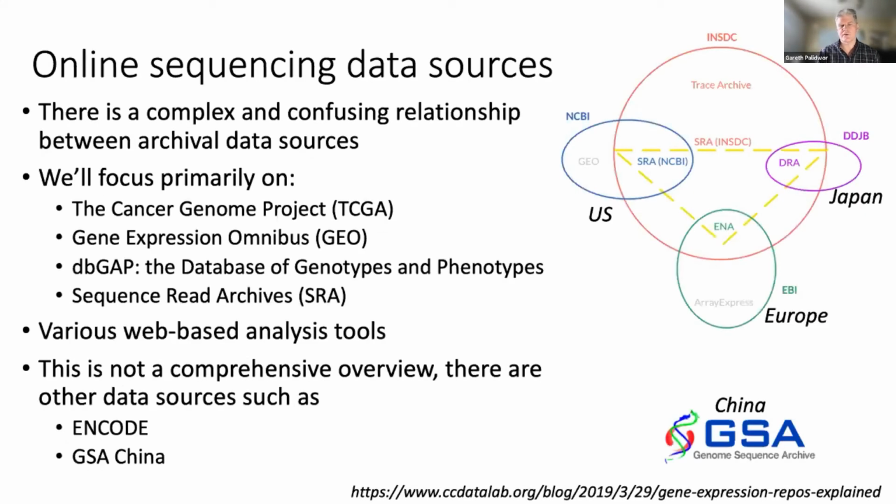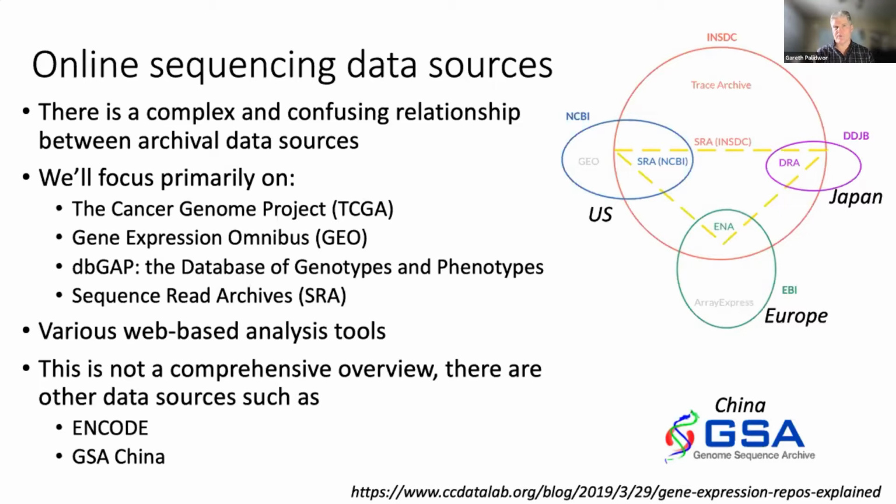Online sequencing data sources. This is a very complex thing. I tried to come up with a nice summary of online sources, but there is a very complex and confusing relationship between a bunch of sources that are semi-related. And rather than giving a detailed overview, we decided it was best to focus primarily on just a few things: the Cancer Genome Atlas, Gene Expression Omnibus, dbGaP, which is the database of genotypes and phenotypes, and the Sequence Read Archive. These are all related, and we'll discuss that.